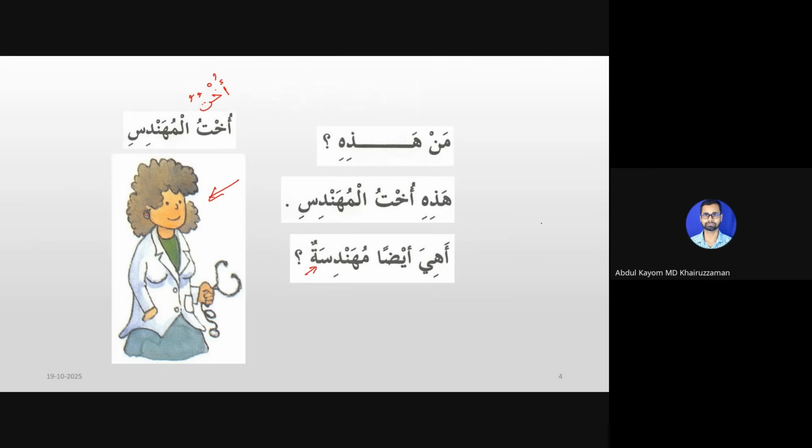So this sentence we could have written here. Muhandisatun means she is an engineer. If I put Hamza before it, it becomes a question. Hiya muhandisatun. Is she an engineer? Then this word aidan means also. So hiya aidan muhandisatun means is she also an engineer?